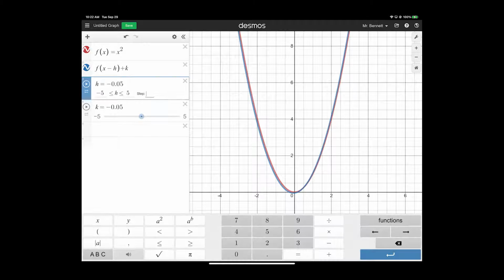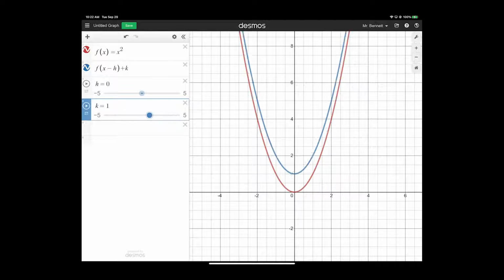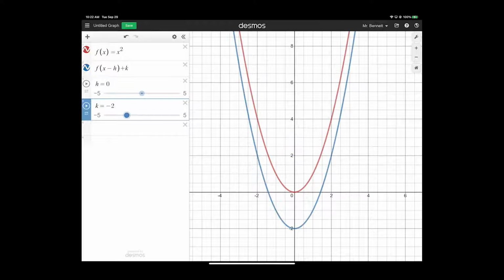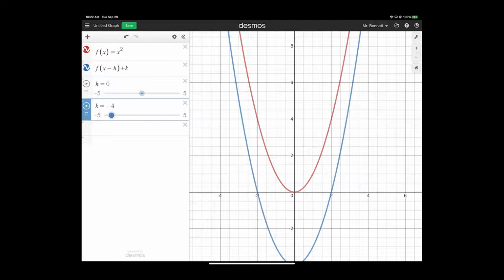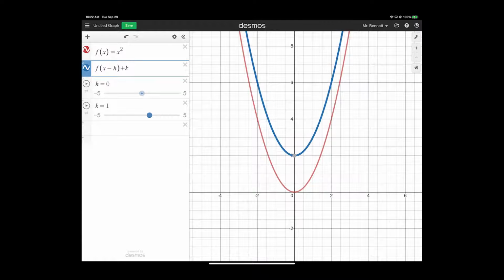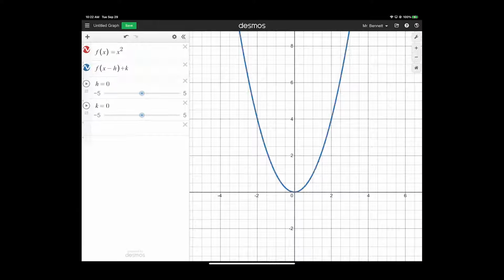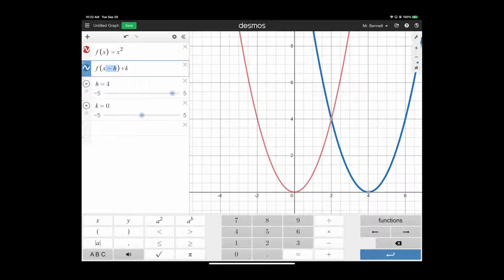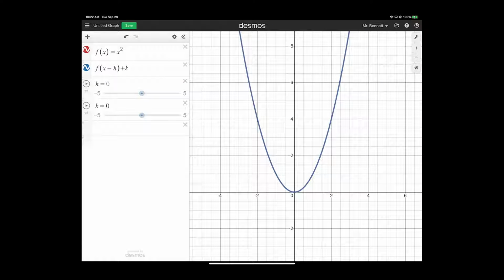Maybe I'll make the steps just by 1, so it's not so sensitive. There we go. As I move this value up and down, the k value goes up and down. Remember, that's what I'm adding outside of the function, so my function goes up and down. As I move h around, if h becomes positive, then I move to the right. But remember that h is a value that I'm subtracting inside the function. If you don't see why, I refer you to yesterday's video.